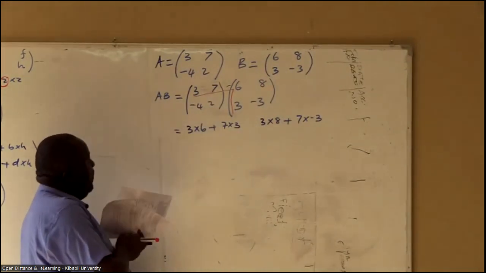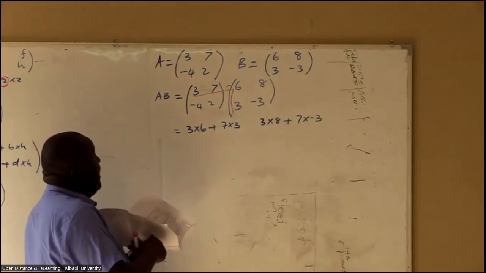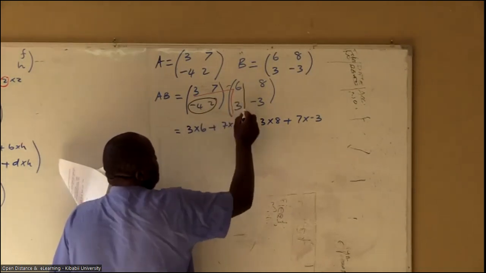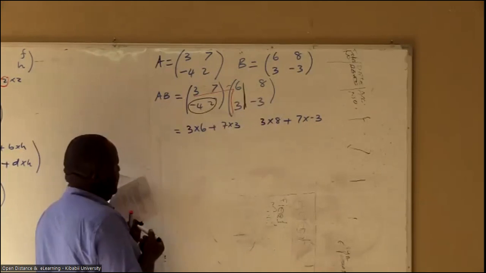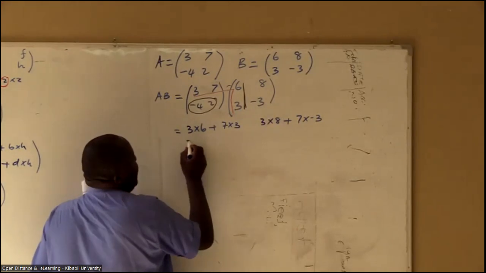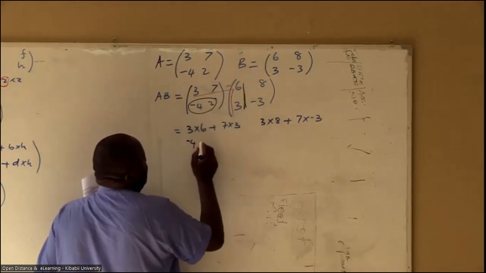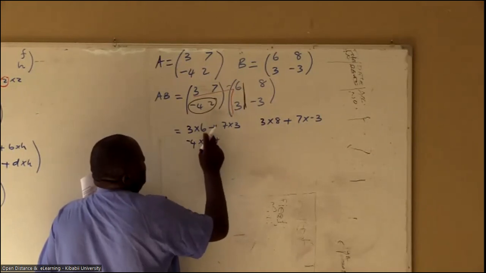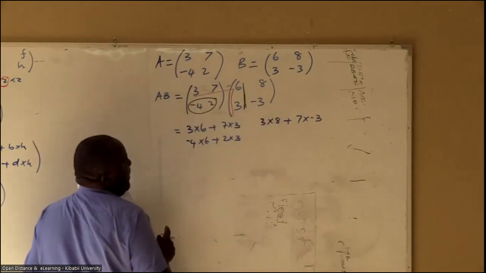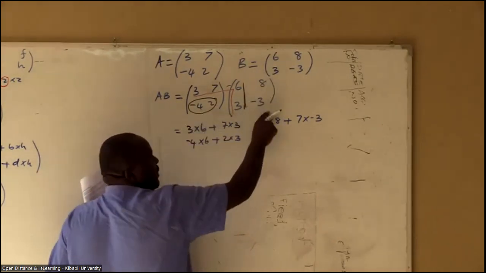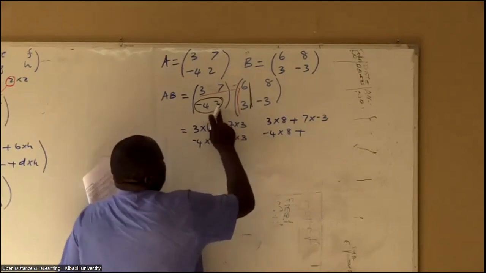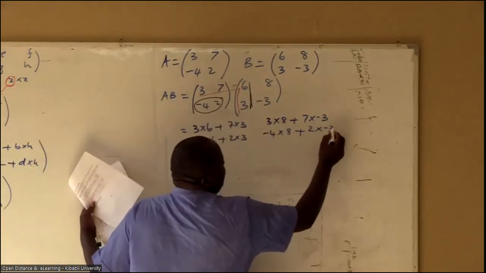Then we do the same for the second row. Second row, first column is negative 4 by 6 plus the next element, 2 by 3. Then second row, second column, negative 4 by 8 plus 2 by negative 3.